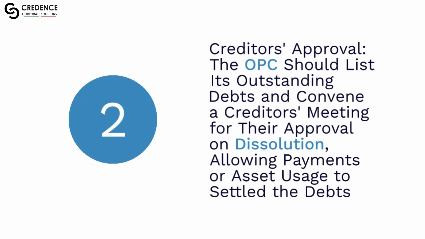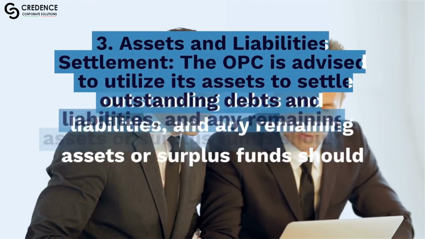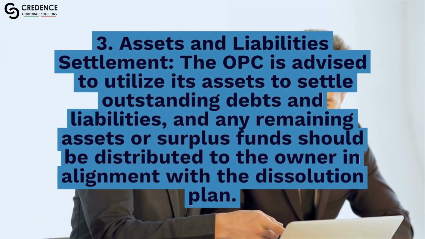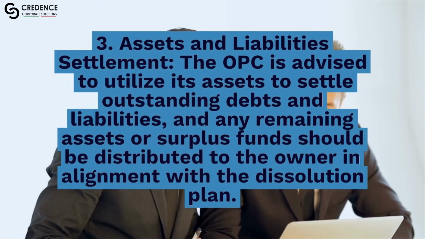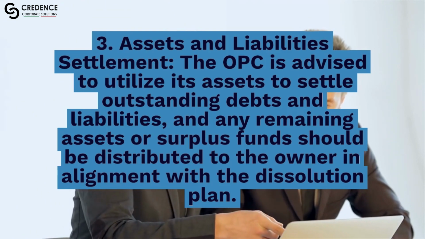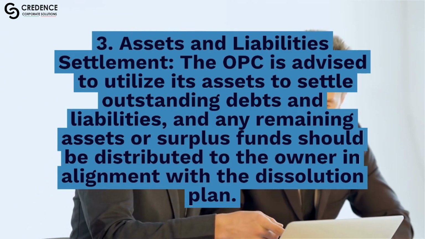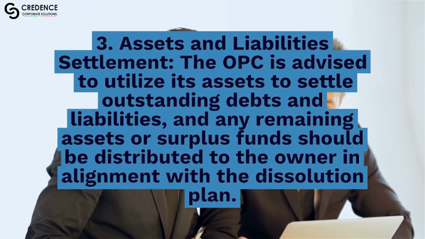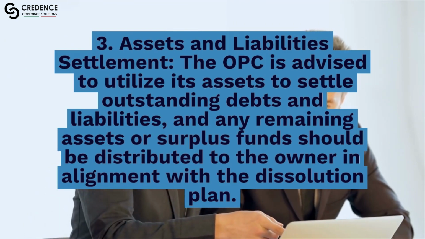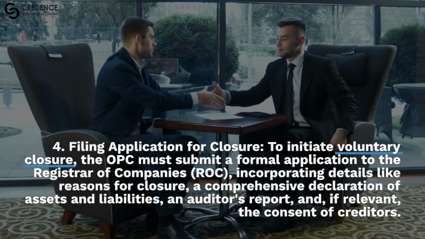2. Creditors' approval. The OPC should list its outstanding debts and convene a creditors' meeting for their approval on dissolution, allowing payments or asset usage to settle the debts. 3. Assets and liabilities settlement. The OPC is advised to utilize its assets to settle outstanding debts and liabilities, and any remaining assets or surplus funds should be distributed to the owner in alignment with the dissolution plan.